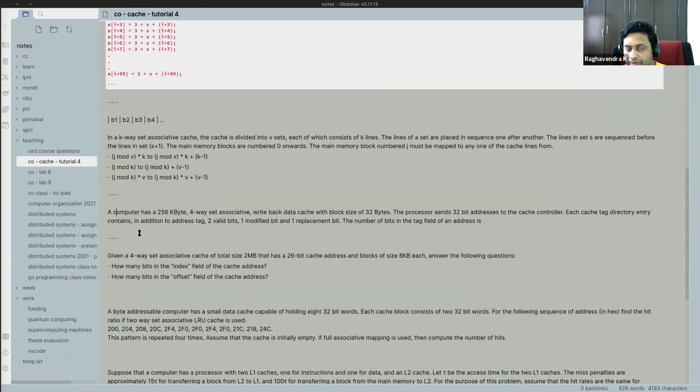A computer has a 256 kilobyte 4-way set associative write-back data cache with block size of 32 bytes. The processor sends 32-bit addresses to the cache controller. Each cache tag directory entry contains, in addition to address tag, 2 valid bits, 1 modified bit, and 1 replacement bit. The number of bits in the tag field of an address is how much? How many bits can you calculate and tell me?